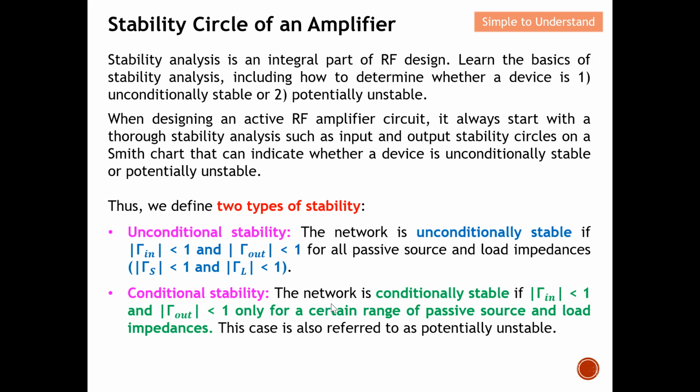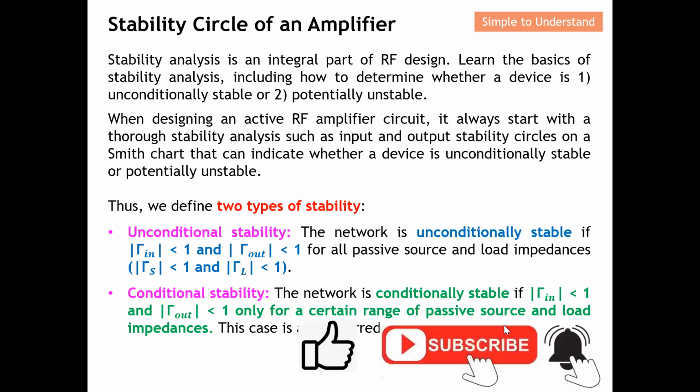Conditional stability means that the network is conditionally stable if Γin is less than 1 and Γout is less than 1 only for a certain range of passive source and load impedance, which means that the source and load impedance need to meet certain criteria, then it will be stable. So basically, this is what we refer to as potentially unstable. Let's take a look at the stability circle.